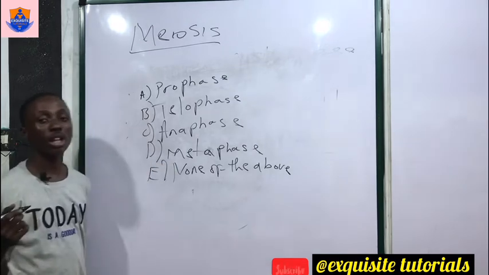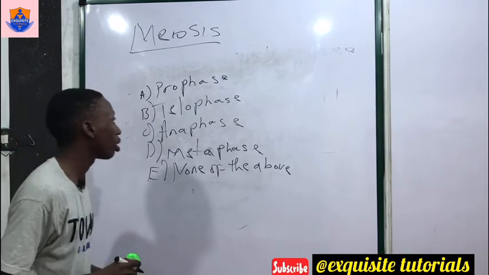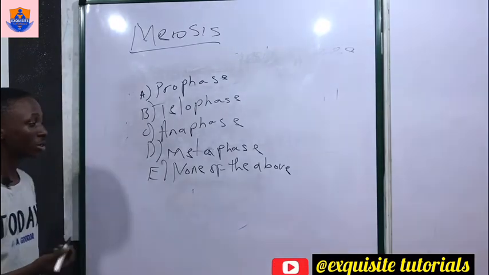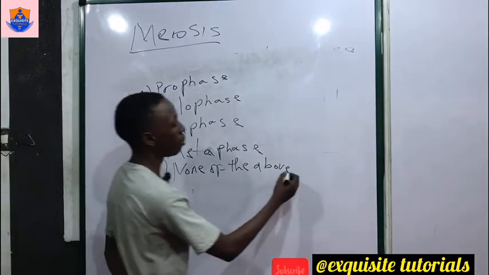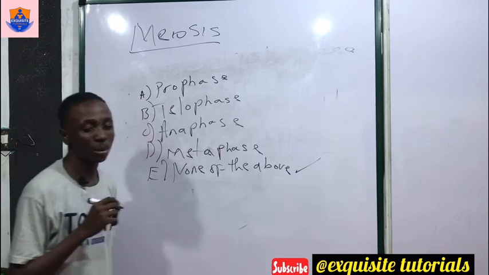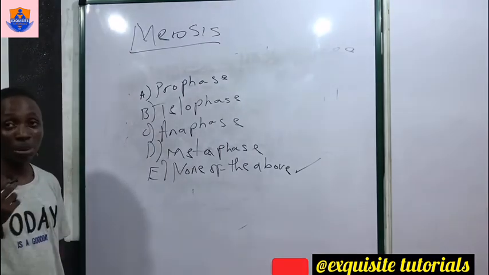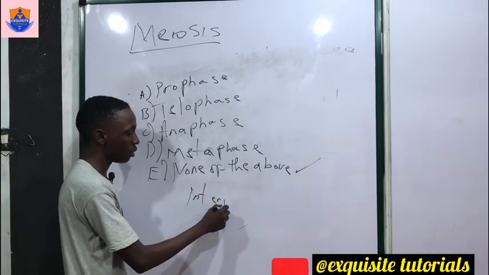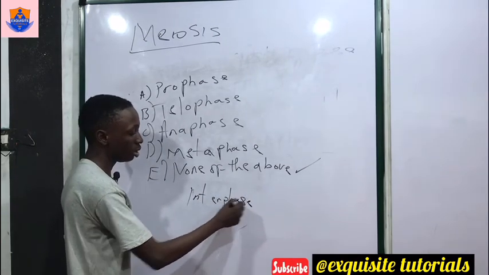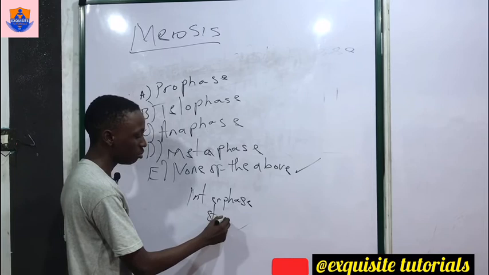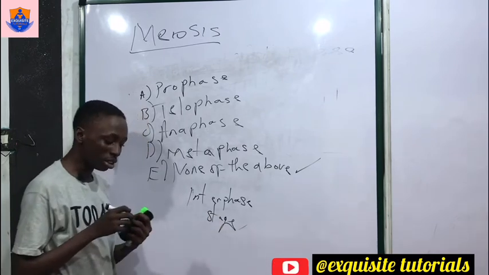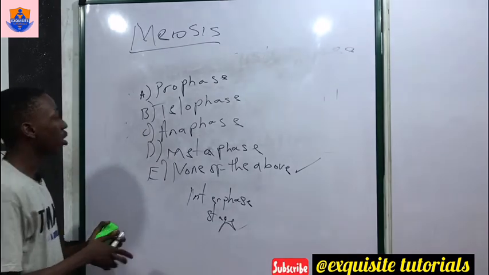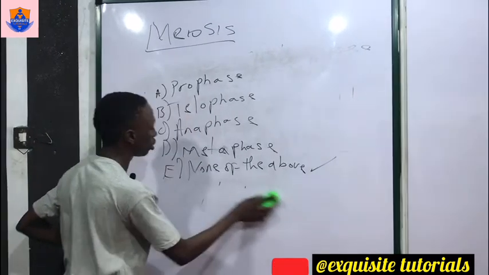The cell has the highest metabolic activity at what stage of the cell cycle? Is it the prophase? Is it the telophase? Is it the anaphase? Is it the metaphase? Or is it none of the above? Okay, the answer is none of the above, because the cell has the highest metabolic activity at the interphase stage. This is the stage where the cell has the highest metabolic activity. Okay, now let's take one more question.